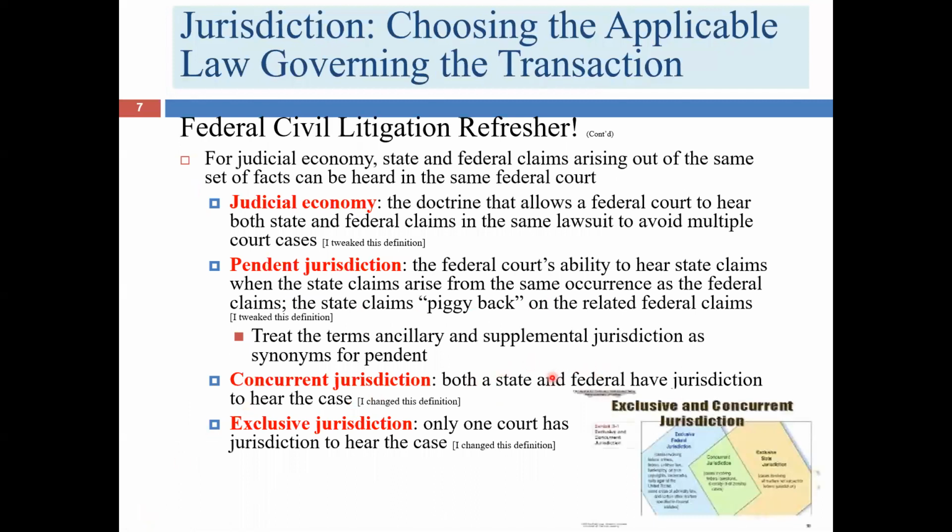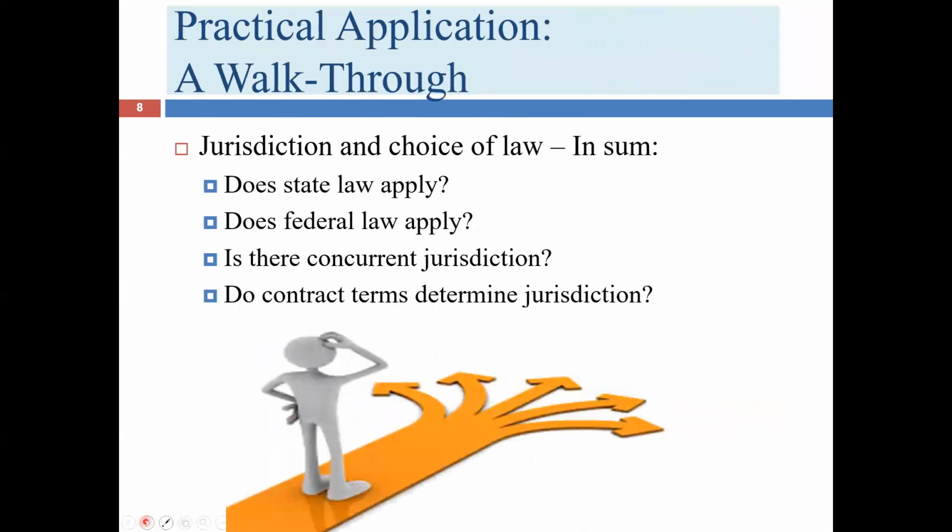So concurrent means you can file in state or federal court if you're the plaintiff. Exclusive means you have to go to one or the other. Now, the state court might have exclusive jurisdiction, or the federal court might have exclusive jurisdiction, depending upon the circumstances. Okay, so in sum, the questions that we're going to think about as we try to decide where we ought to file our lawsuit when we're representing the plaintiff are: does state law apply or does federal law apply? Is concurrent jurisdiction an issue? And do the contractual terms determine where jurisdiction and venue appropriately exist? So those are some things to consider as we're considering the issue of jurisdiction.